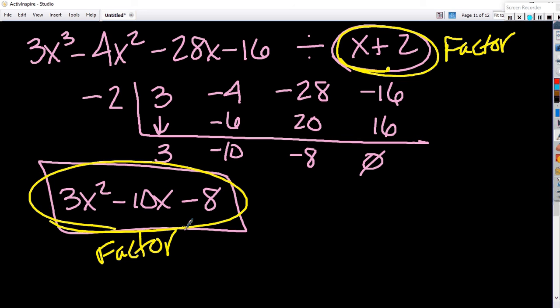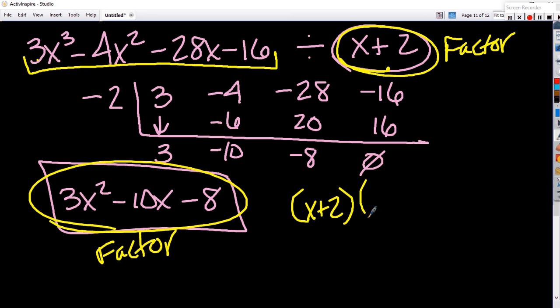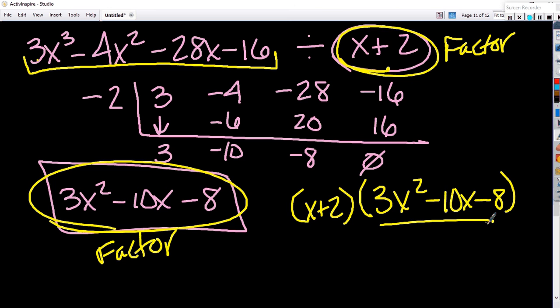So I could rewrite 3x to the third minus 4x squared minus 28x minus 16 as x plus 2 times 3x squared minus 10x minus 8. Do we all agree? Yes. Now it's in factored form, but it's not factored completely. Why not? It's quadratic form here, so now I could put that in the box and factor it further.